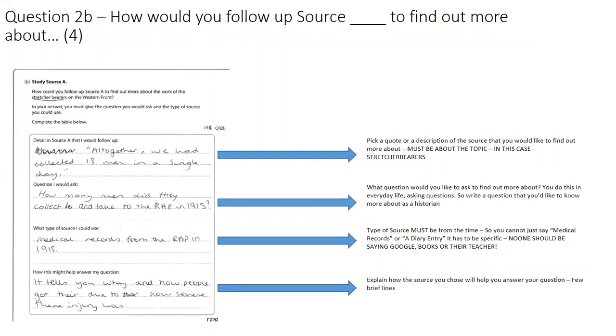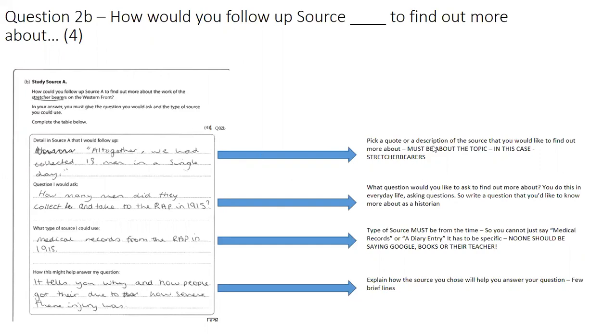And there's 4 parts of this question. So the actual question is, how could you follow up source A to find out more about the work of stretcher bearers on the Western Front? It's a 4 marker and it comes in marks, 1 mark each, okay? So you've got to pick a detail in the source that you would follow up. Remember, it's got to be about stretcher bearers. It can't be about something random.